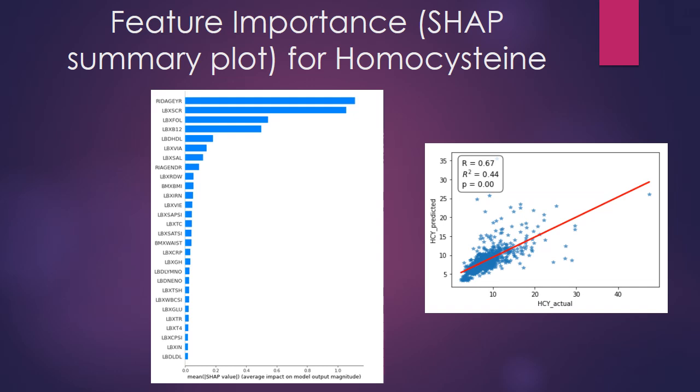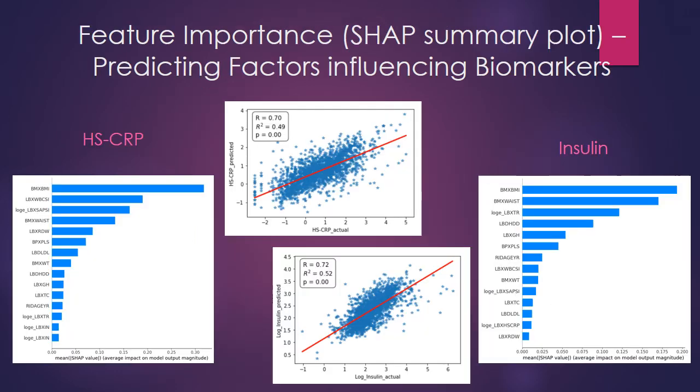Feature importance SHAP summary tool for homocysteine. It uses SHAP analysis to reveal that a person's age, serum creatinine, folate, and vitamin B12 levels are the strongest AI predictors for determining their homocysteine levels, reinforcing age-associated change in levels.